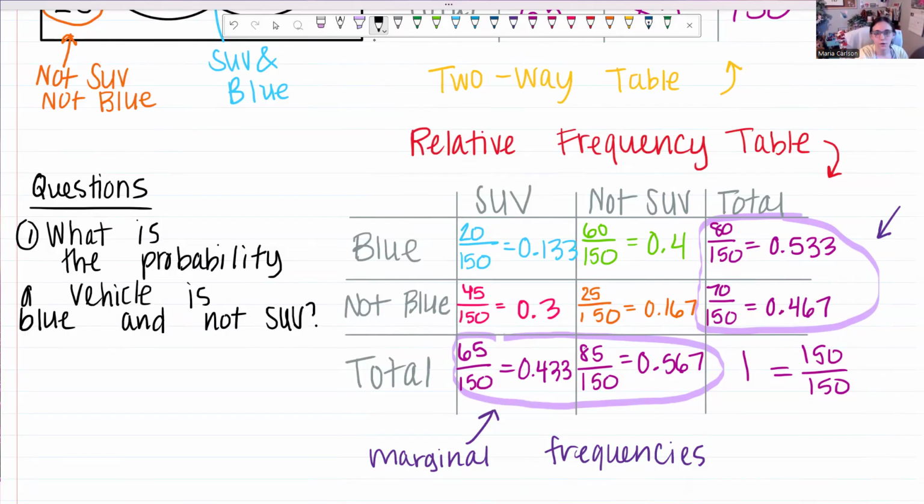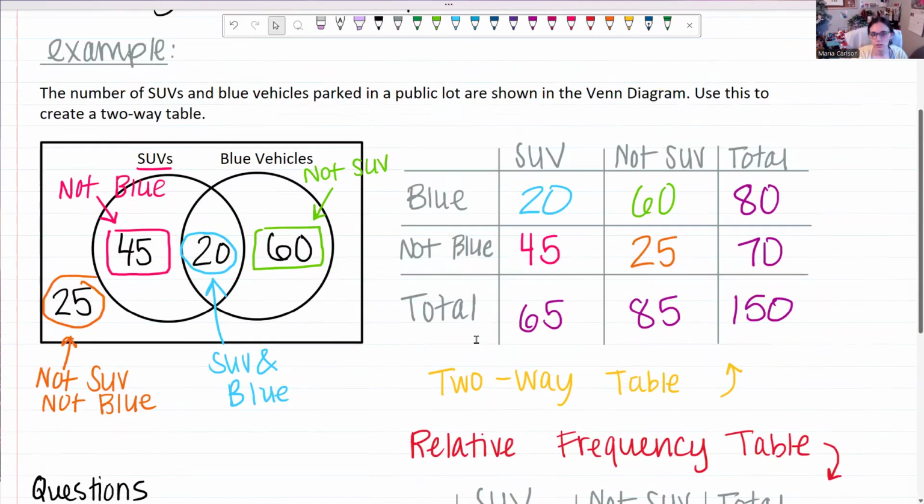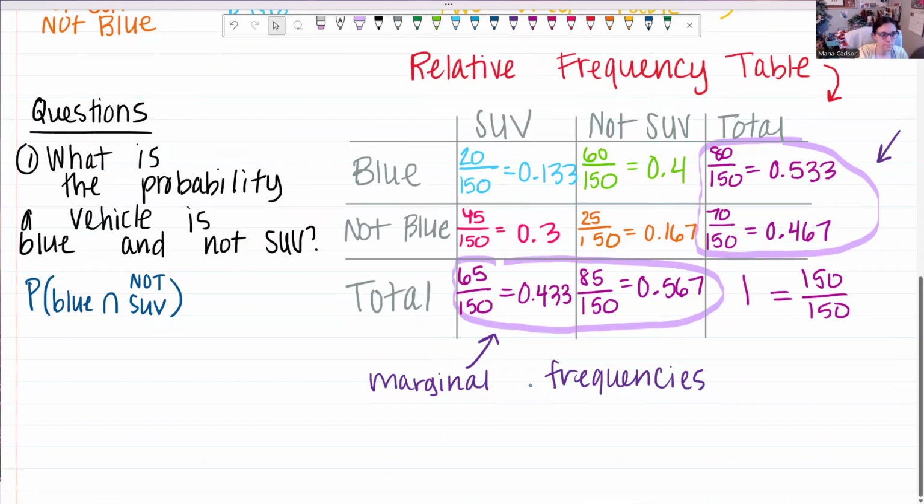Okay, so I want to write this out in a nice notation sort of manner. So the probability that a vehicle is blue and our and symbol, meaning we're looking at the combination of blue and not an SUV. So I'm gonna write not SUV. So we know, let's see, how many vehicles are blue and not an SUV? We have 60 blue not SUVs, right? So the probability that a vehicle is blue and not an SUV, well, that is really just the relative frequency. We already kind of calculated this, right? 60 out of the 150 total vehicles, or 0.4.